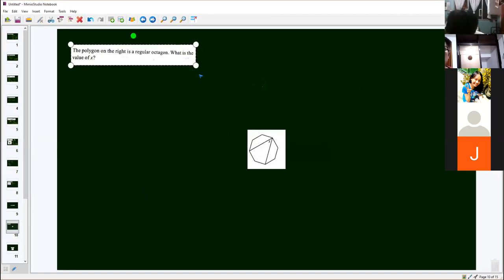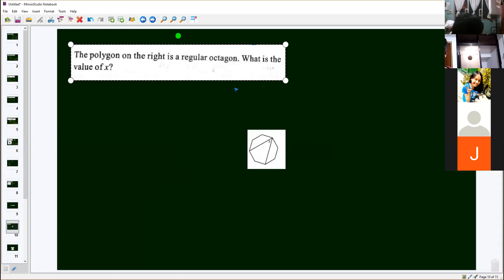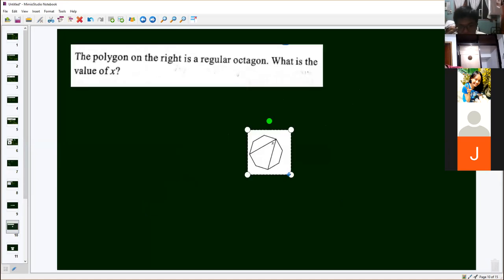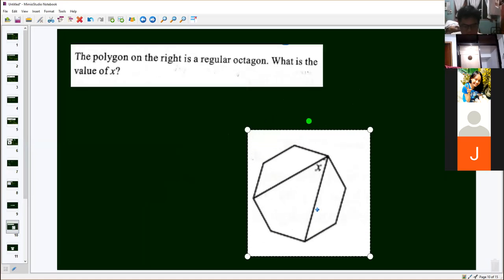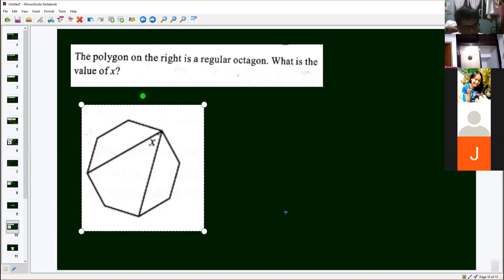The polygon on the right is a regular octagon. What is X? So go.